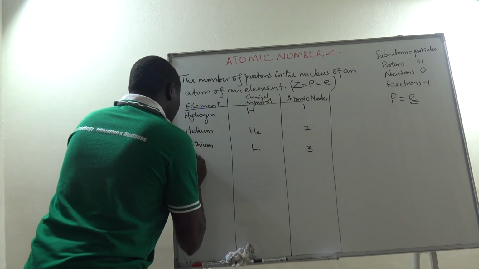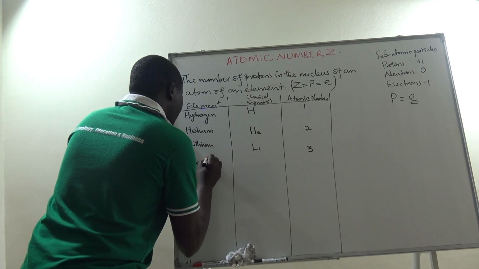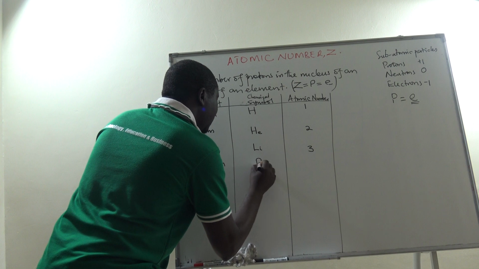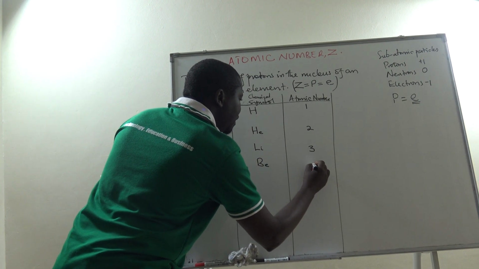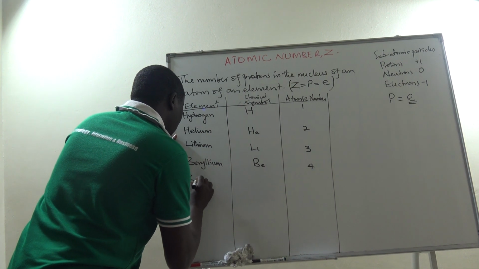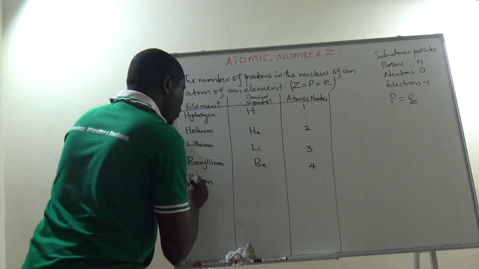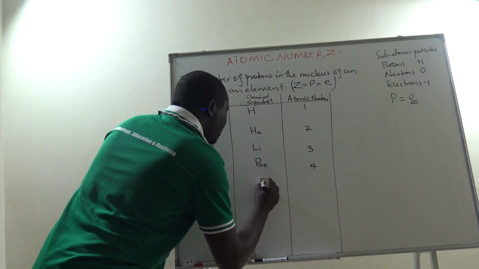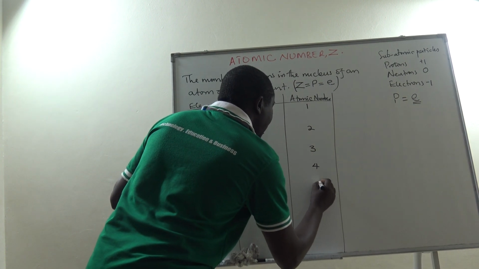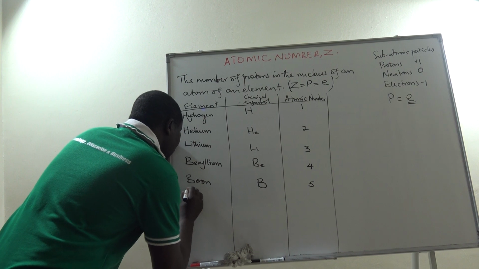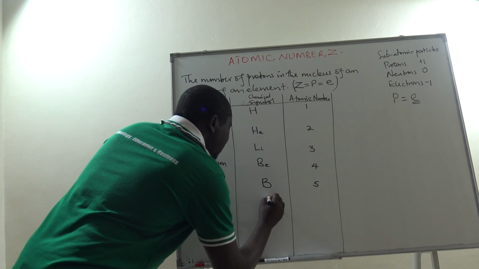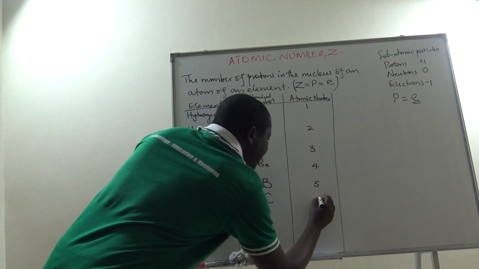Then we have beryllium, which is capital B, small e, number 4. Then number 5 we have boron, which is capital B, as being its chemical symbol. It is having atomic number 5. Next is carbon, which is capital C with atomic number 6.